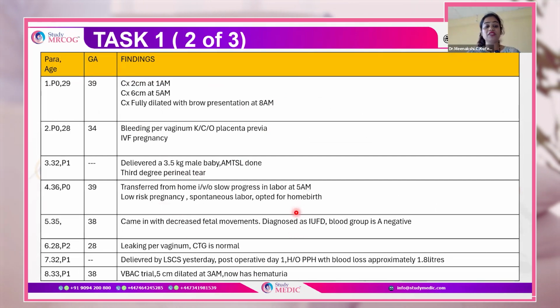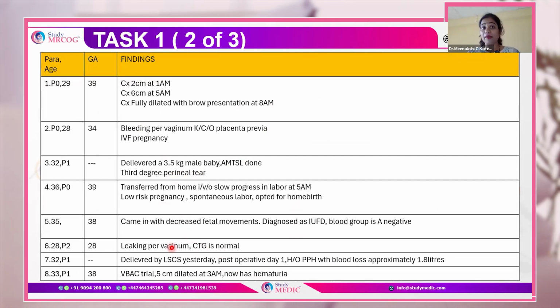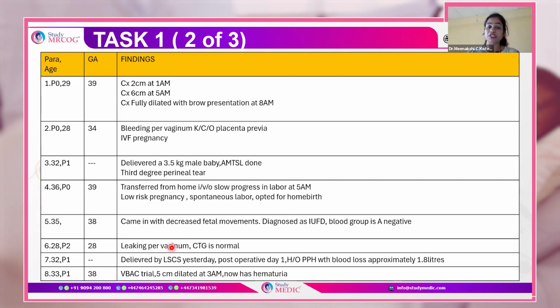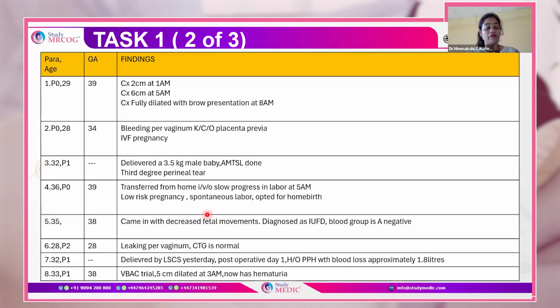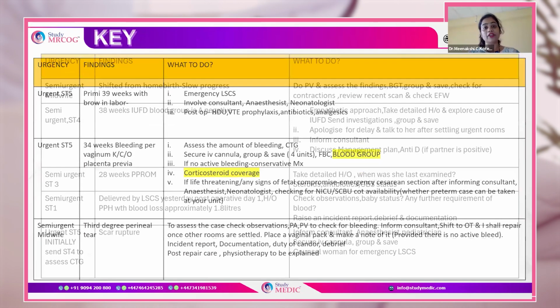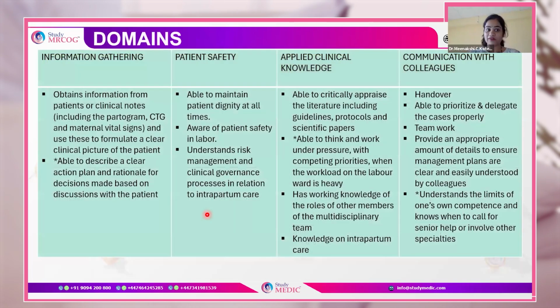And then this one is about leaking PV. Could be maybe chorioamnionitis as well, sepsis maybe. So that also can be a possibility. So yeah, it can be evolving. You don't know, but initially, once you look at the board where there is a possibility of a frank urgency, those rooms are something that you need to prioritize and you need to speak about first.